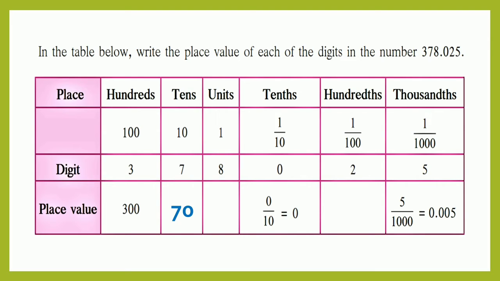Now let's solve this sum by finding the place value of the given digits. Since 7 is at the tens place, the place value of digit 7 is 7 into 10 equals 70. In a similar way, 8 is at the units place, so the place value of 8 is 8 into 1 equals 8. And 2 is at the hundredths place, so the value of 2 is 2 into 1 upon 100, that is 2 upon 100, equals 0.02.